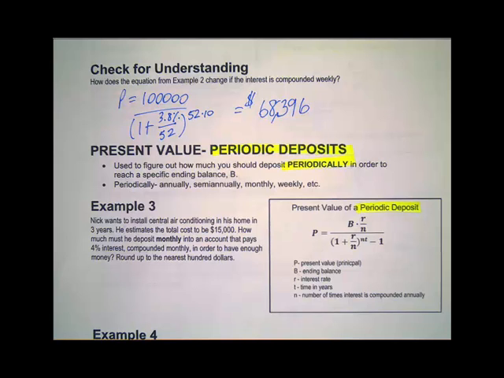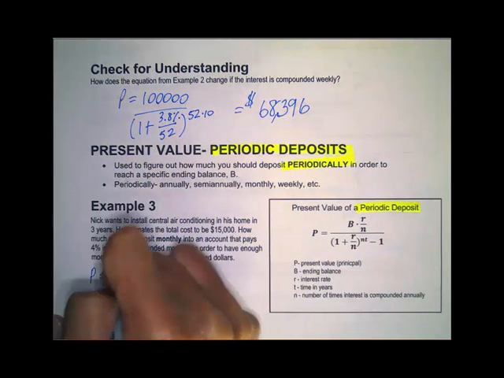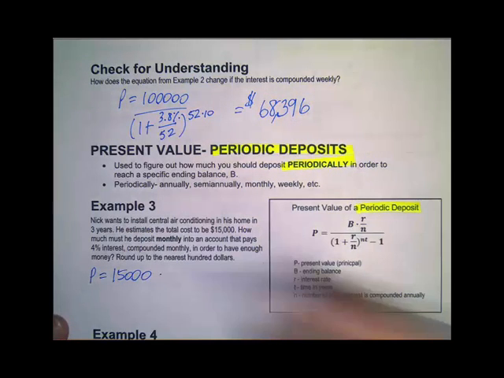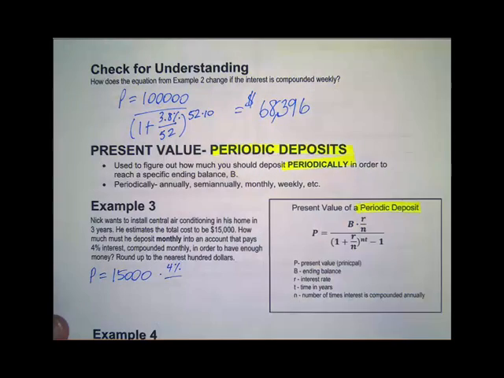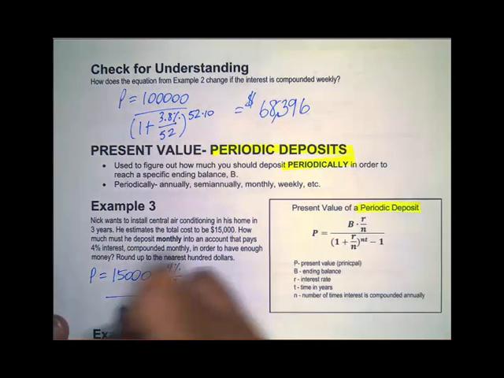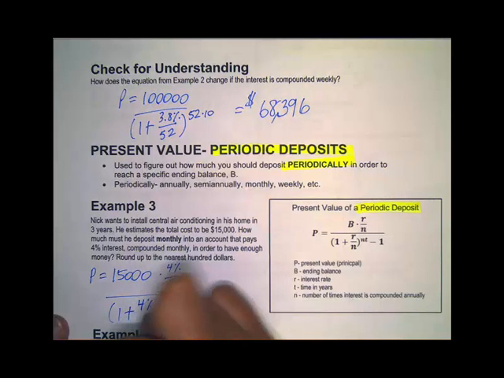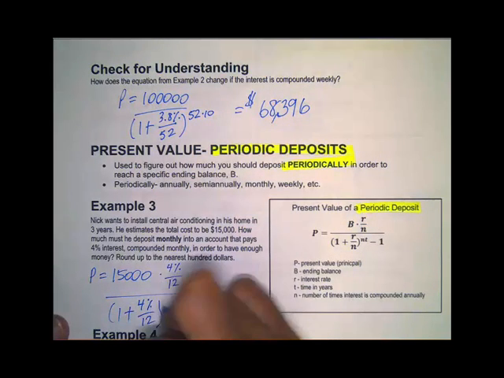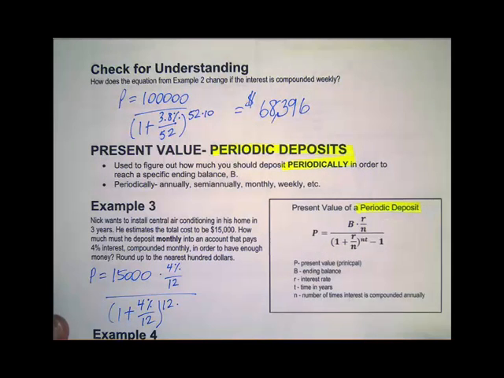He estimates the total cost to be $15,000. How much must he deposit monthly into an account that pays 4% interest, compounded monthly, in order to have enough money? Round up to the nearest $100. So $15,000, 4% interest compounded monthly. So P equals $15,000 times 4% compounded monthly, so divided by 12, all over 1 plus 4% divided by 12, raised to the 12 times the number of t, so 3, minus 1.